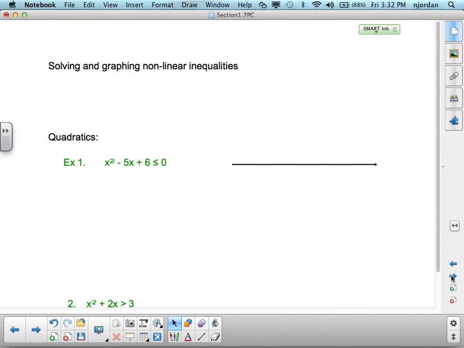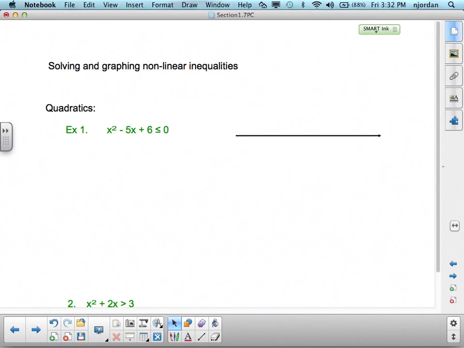Today we're going to focus on solving and graphing nonlinear inequalities, primarily quadratics and rational. Now this is a quick lesson. We're covering a lot of things here at one time. So with the quadratic inequality, the first thing to note is that your quadratic is to one side of the inequality. Make sure it's either on the left side or the right side. It doesn't matter which one.